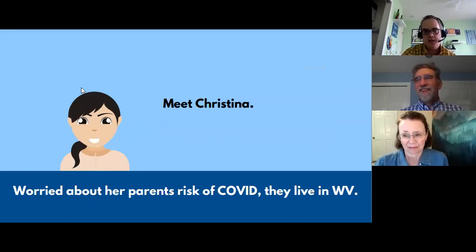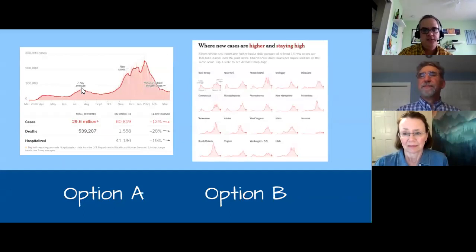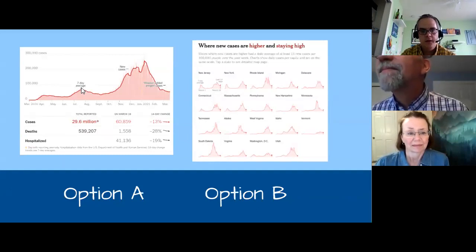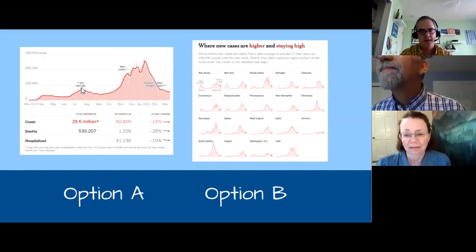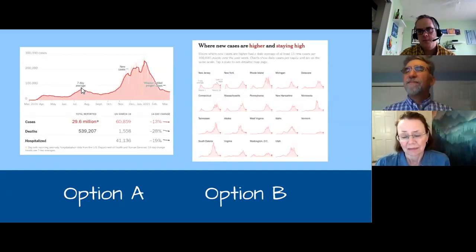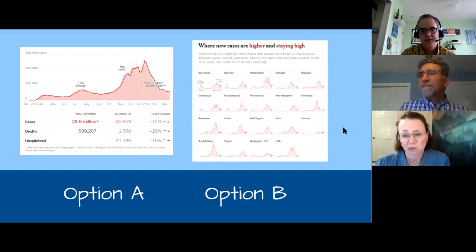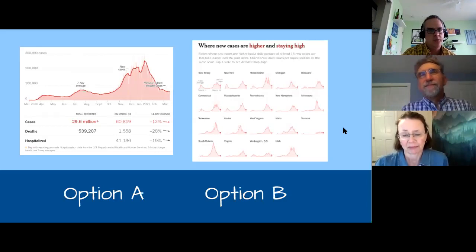Now let's meet Christina, and she's worried about her parents' risk of COVID. They live in West Virginia. So if she's going to the New York Times page, she would probably gloss over that overall look. I mean, probably look at it a little, but the next one, the one that breaks everything out, will give West Virginia's numbers. So I'm going to guess she's going to go with B.